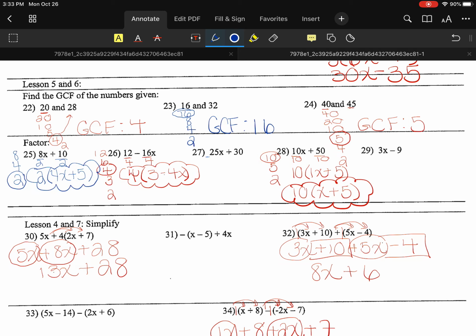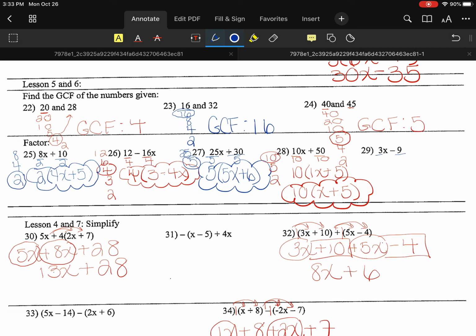Number 27, again, start with the smaller of the two values. We have 25. Factors of 25 are 25 and 5. The biggest number on that list that also could divide into 30 is 5. So 5 parentheses, divide each of those by 5. We have 5x plus 6. So 5 parentheses, 5x plus 6.